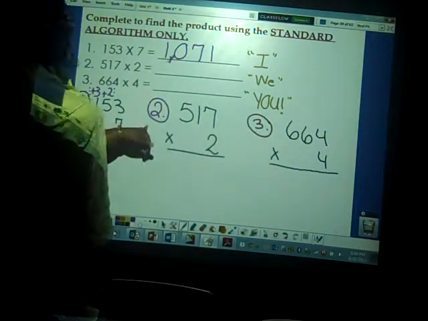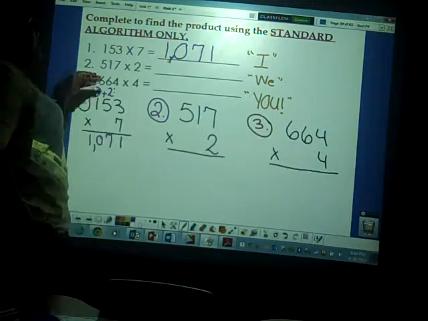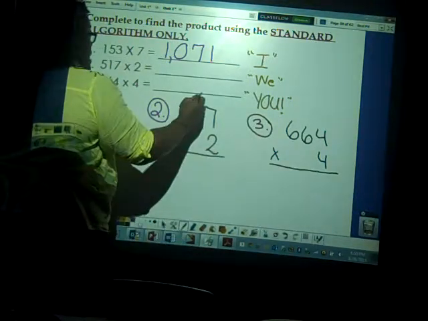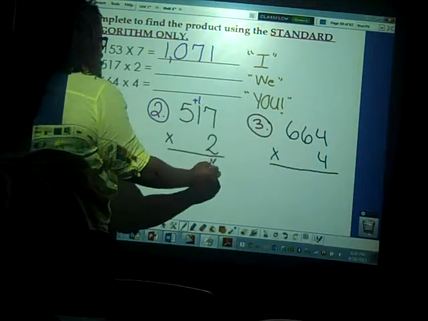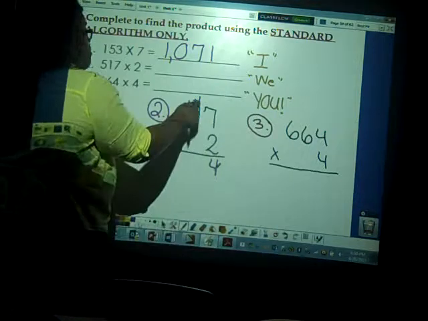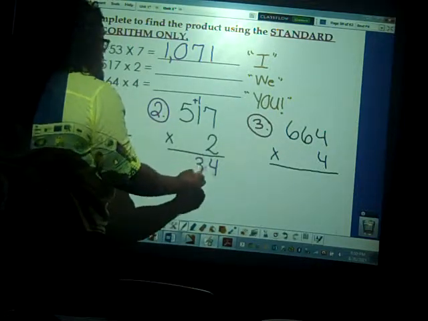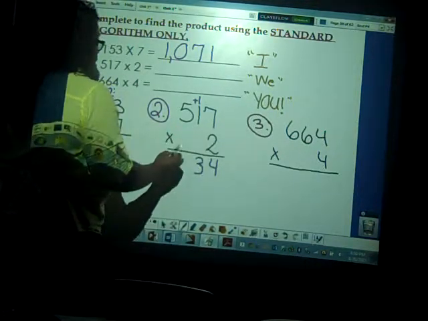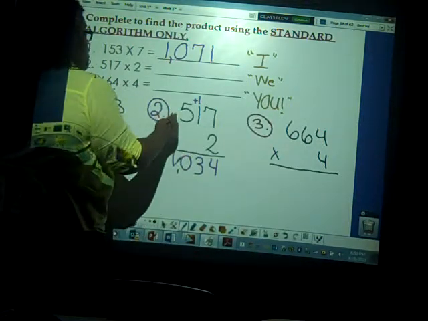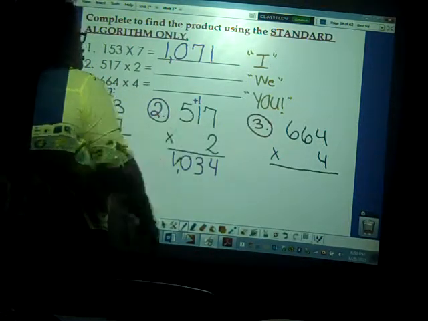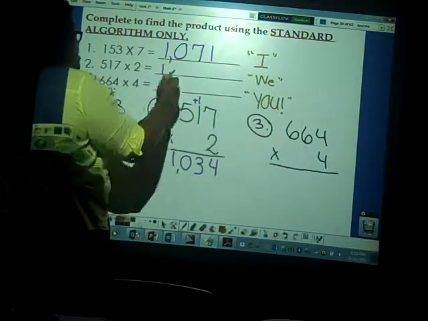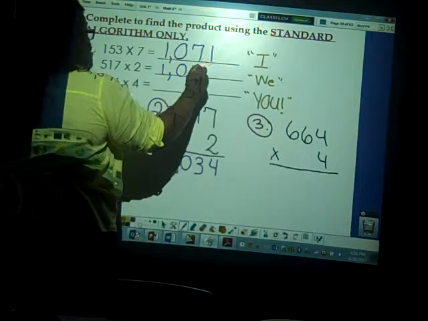Now, we do together. 517 times 2. 2 times 7 is 14. Plus 1, that's 14. 2 times 1 is 2. Plus 1 is 3. 2 times 5 is 10. I place 10 down here because there is nothing else in my problem to multiply 2 by. So I am done. So 517 times 2 is 1,034.